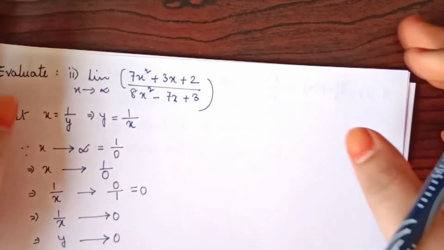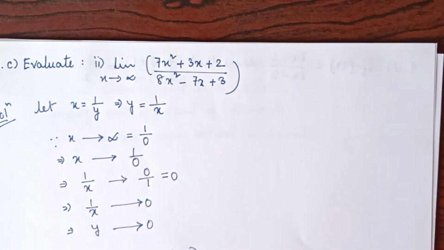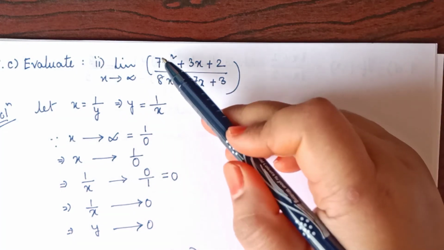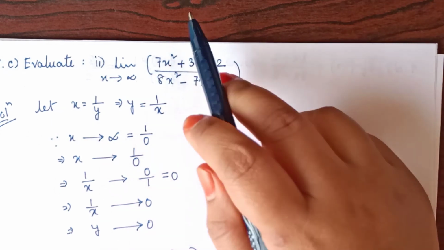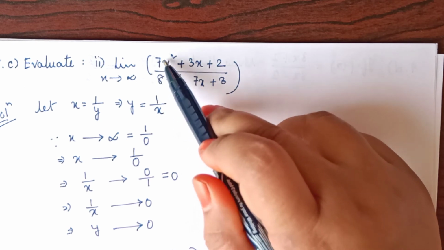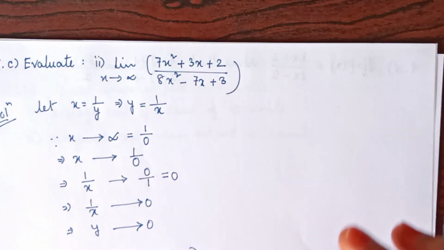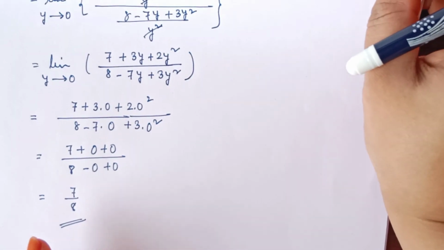So whenever we are given x tends to infinity, this type of limit, we will always get this kind of result. Whatever x square or x cube value is given, this ratio of coefficients, 7 by 8, will be the final result. So see here we have got this value.